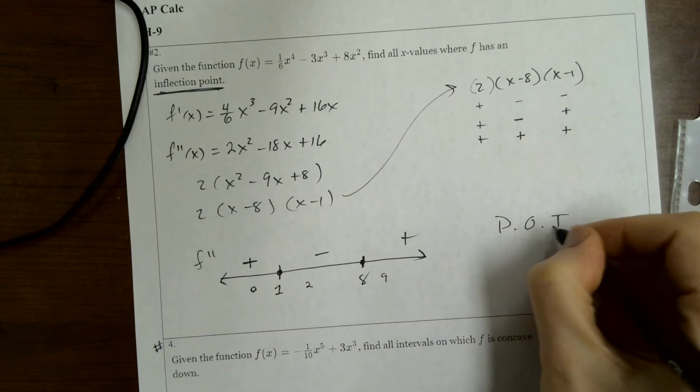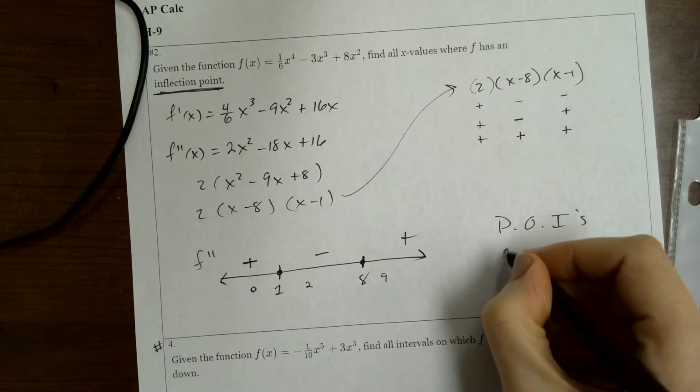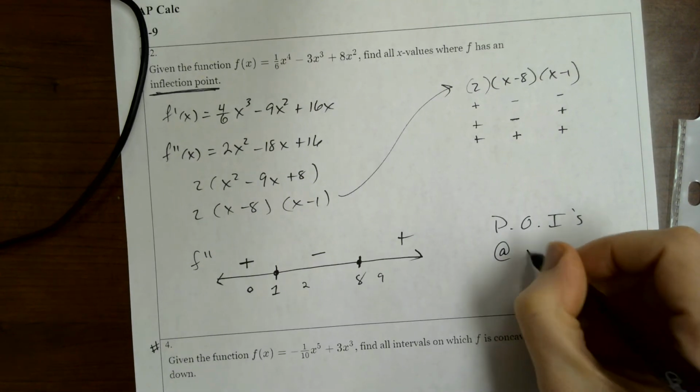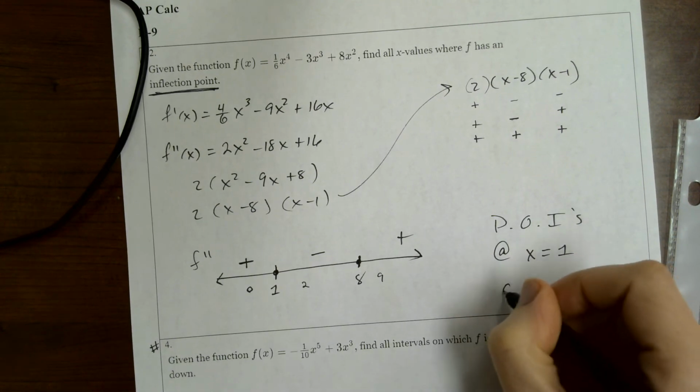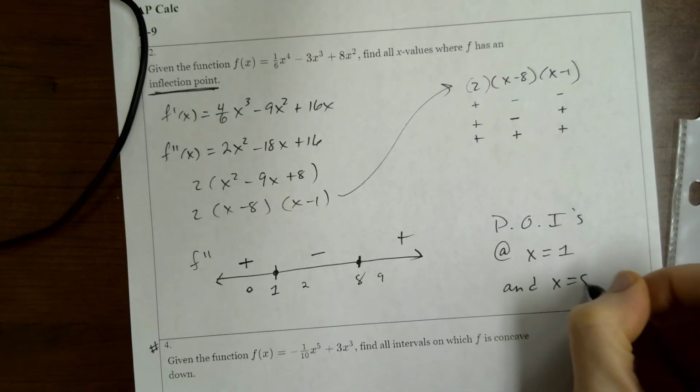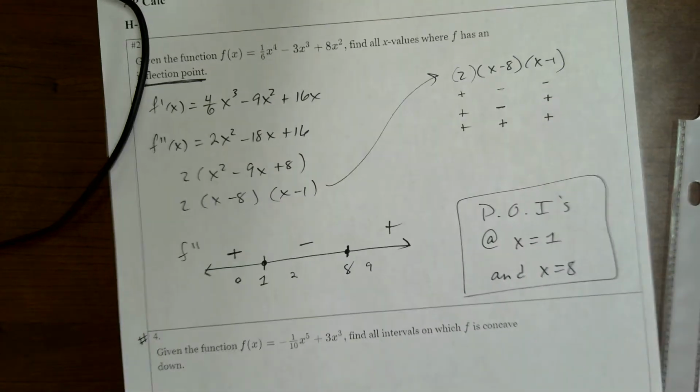So POIs at x equals 1 and x equals 8. Why? Because f double prime has a sign change. Okay, that's blurry.